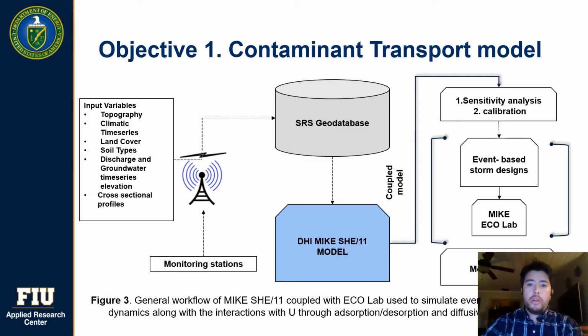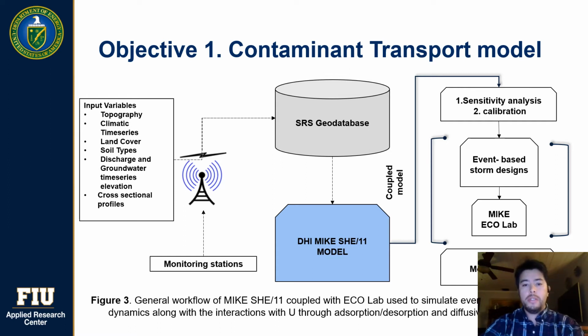Looking at the overall schematic of the contaminant transport model, just like any model, there are a lot of input variables that need to be inserted in order for the model to be representative of the research area. With those, we have topography, climatic drivers, time series data, land cover data, soil types, and all different cross-sectional profiles. I have also installed several monitoring stations in which I am collecting water level and turbidity information.